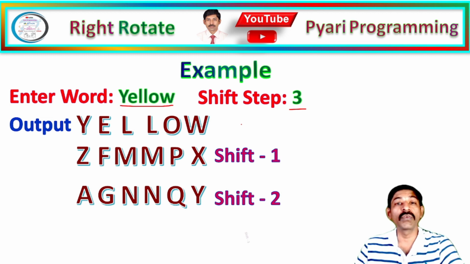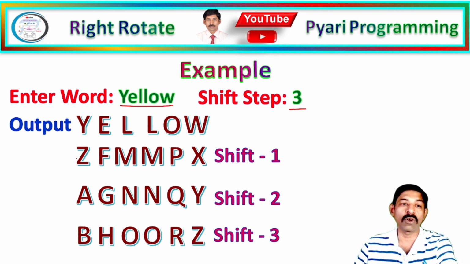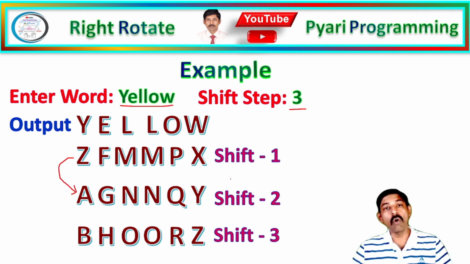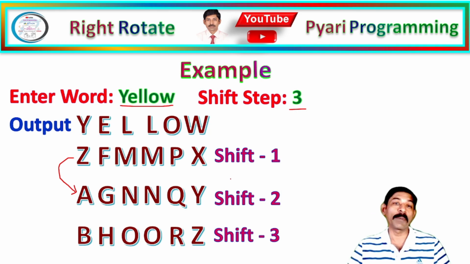Now when I shift it for the 3rd time, A will become B, G will become H, N will become O, the next N also O, Q becomes R, Y becomes Z. So this is called circular shift when I am coming from Z to A. How we are going to apply this logic, I will tell you while writing the program.